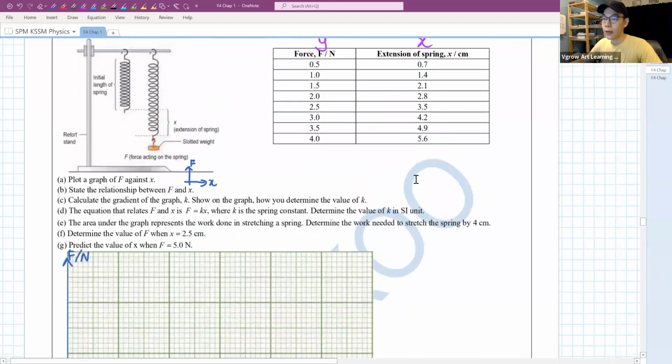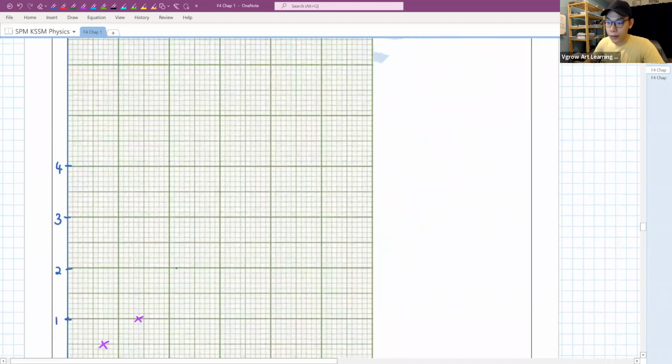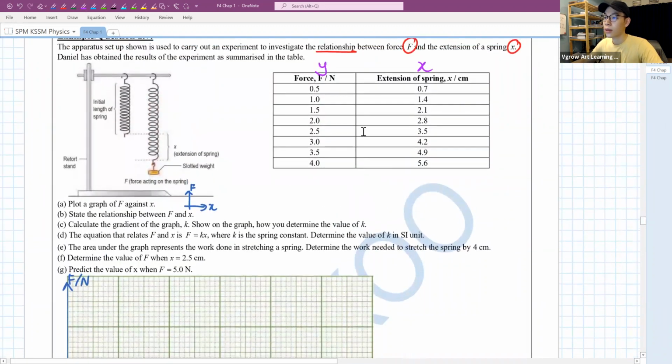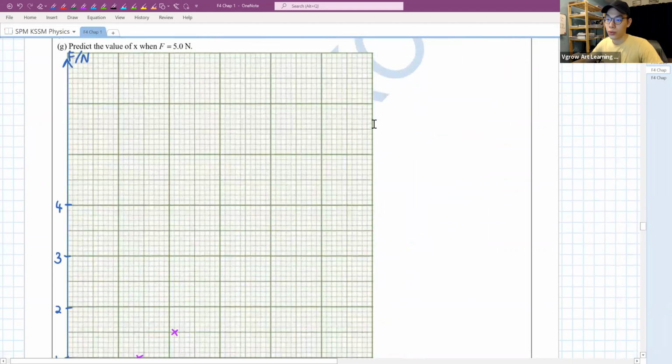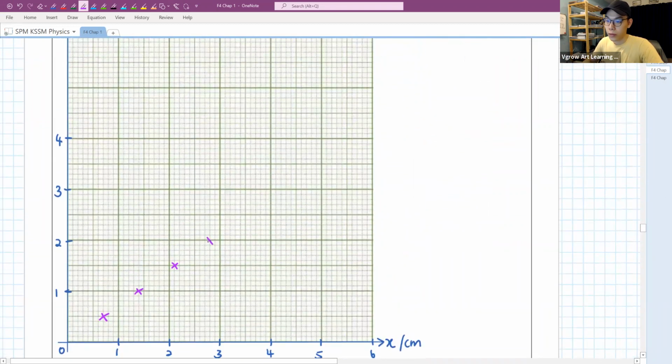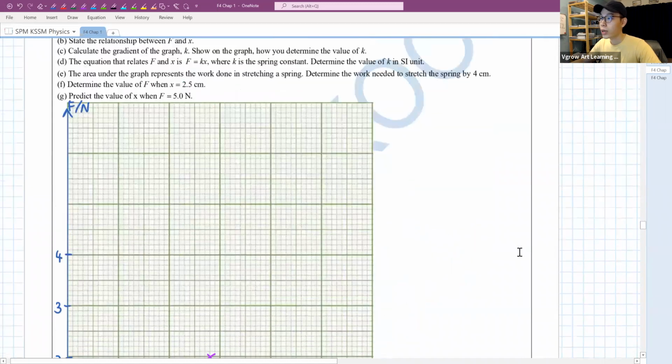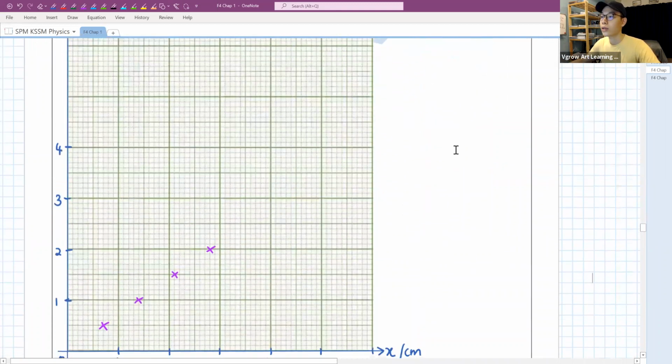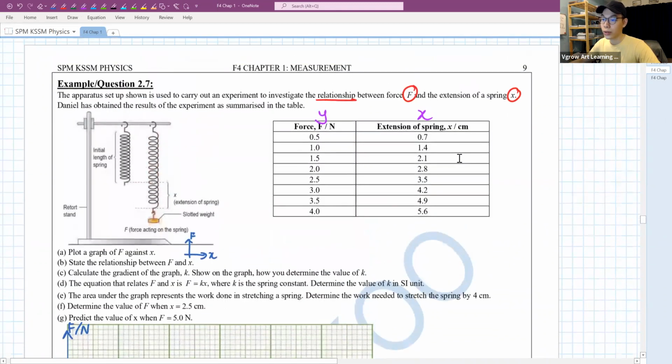Then 2.1 is 1.5. 2.8 is 2. I know a lot of students are not very comfortable with drawing graphs. That's from my experience teaching maths and science, but that's why you take this chance to try yourself to go and plot. 3.5 is 2.5. 3.5 to 2.5. Then don't mix up the points also. 4.2 is 3.